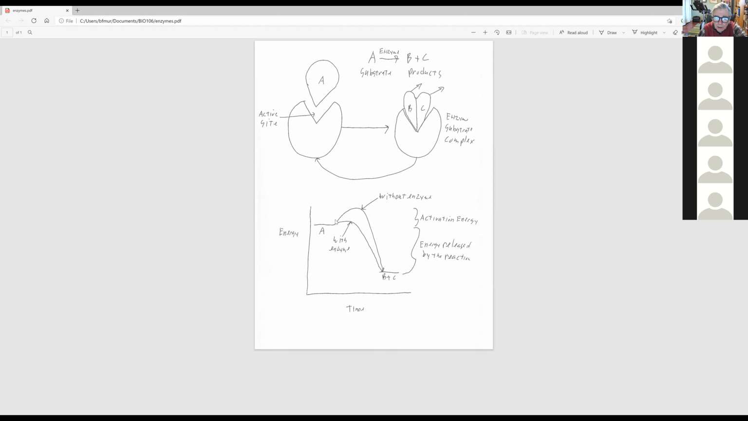Okay, so without the enzyme, this is what you do. You have to add something to get this thing going. With the enzyme, though, it's this curve. It lowers the activation energy greatly, so it goes really fast and spontaneously. All right? So everybody understand that? Yeah. Okay, good. Let me stop sharing this and go back to the paper.